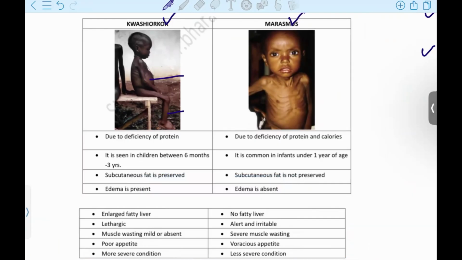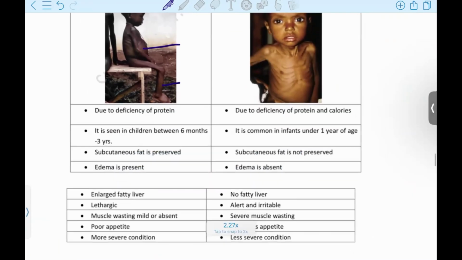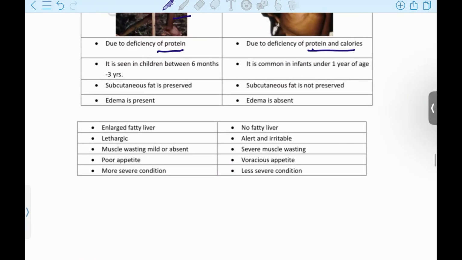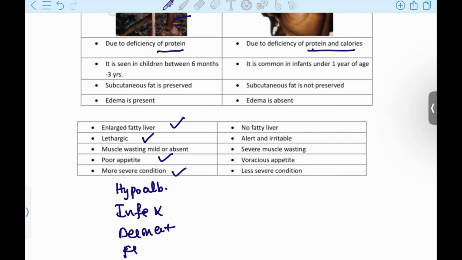All right. So first, kwashiorkor babies usually have protein deficiency. Marasmus is complete protein and calorie deficiency. Enlarged fatty liver, poor appetite, and lethargy in severe condition are associated with kwashiorkor. Along with that, hypoalbuminemia, and the patient has a high rate of infections, dermatitis, and flag sign. This flag sign is also present in kwashiorkor.